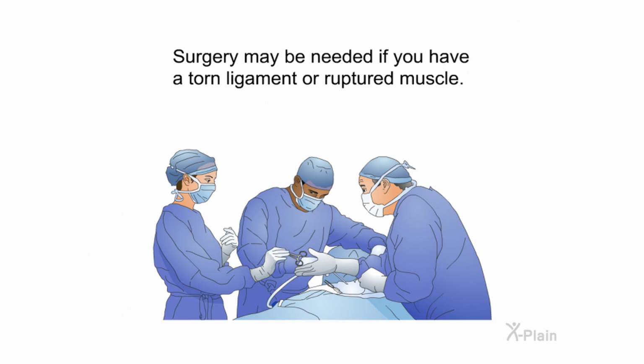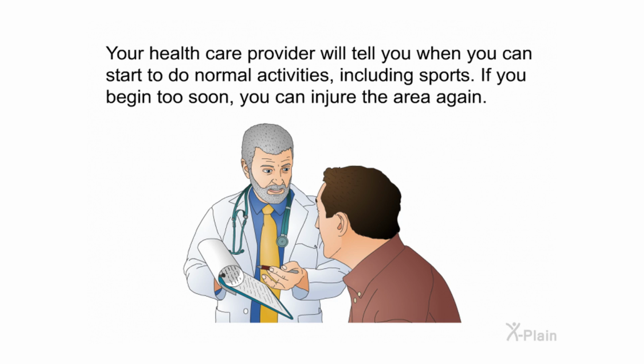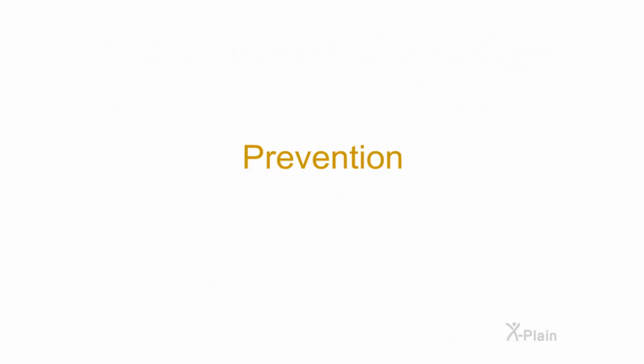Surgery may be needed if you have a torn ligament or ruptured muscle. Your healthcare provider will tell you when you can start to do normal activities, including sports. If you begin too soon, you can injure the area again. Prevention.